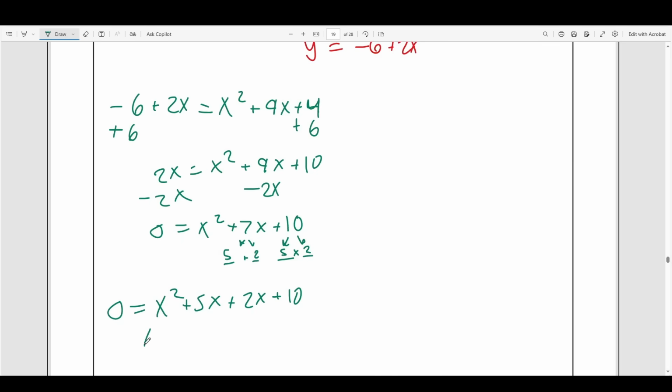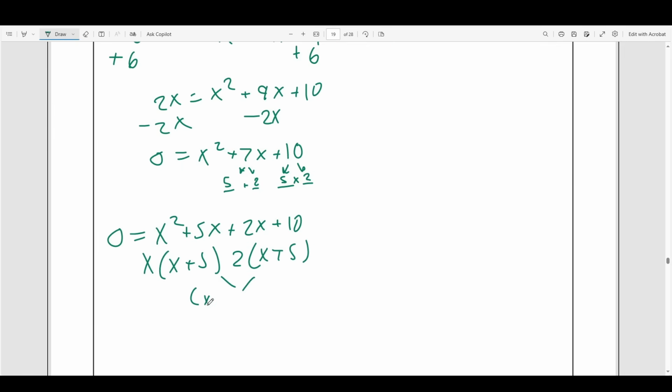So now I can take out the x, and I'm left with x plus 5. Here I can factor out a 2, I'm left with x plus 5 again. I can combine both of these x plus 5s in one parentheses down here, x plus 5, and I can combine these two into another one, x plus 2. So now I know that 0 is equal to x plus 2 times x plus 5.